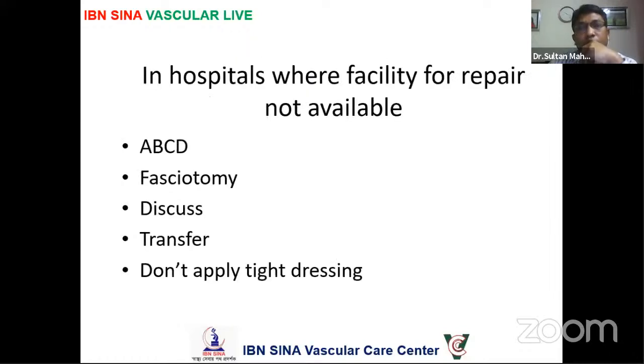If the facility for repair is not available in the hospital, what to do? ABC: airway, breathing, circulation, and decubitus care, and fasciotomy if needed. Discuss with the patient party, arrange transfer facilities, and don't apply a tight bandage.